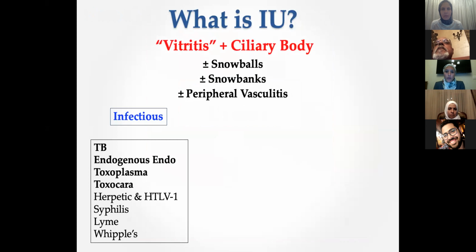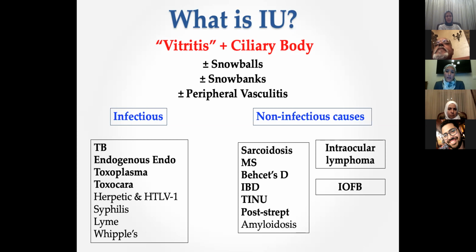The etiological diagnosis of intermediate uveitis can be classified into infectious causes and non-infectious causes. The infectious causes, the ones that we usually see here in Egypt, are tuberculosis, endogenous endophthalmitis, toxoplasmosis, and toxocara. Whereas the non-infectious causes that we usually meet here are sarcoidosis, Behçet's disease, inflammatory bowel disease, and less common cases such as tubulointerstitial nephritis with uveitis, post-streptococcal infection, and we of course have to remember and keep in mind an intraocular lymphoma appearing as a masquerade, the intraocular foreign body following a big history of trauma, and finally pars planitis.